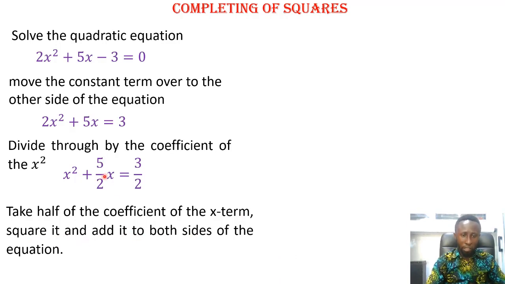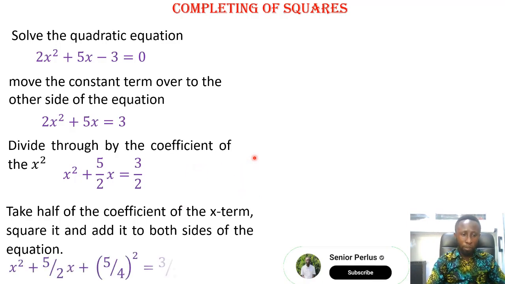So half of this. Let's multiply this by half. That's why we got 5 over 4. Multiply this by half, we got 5 over 4. Then I will square this one. Then I'll add it to both sides of the equation. So this is what we are saying.